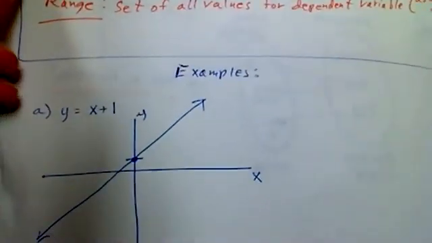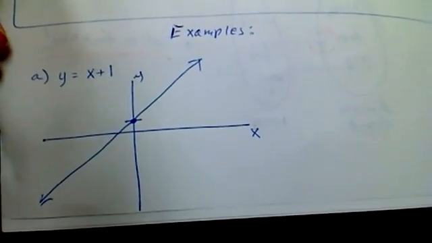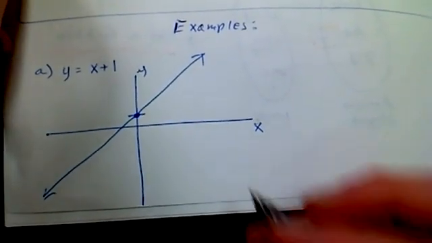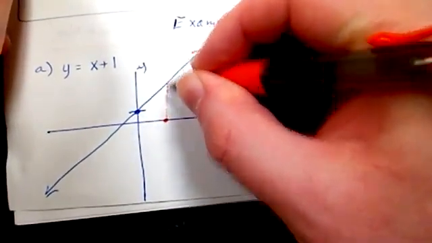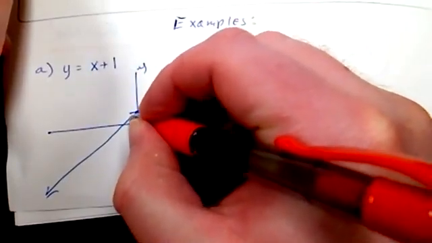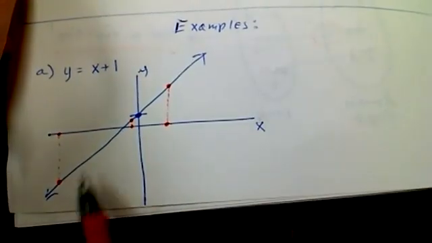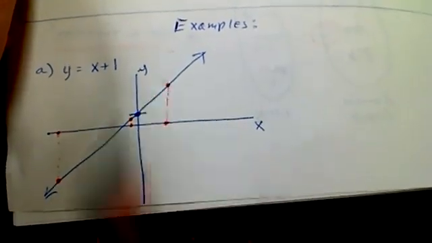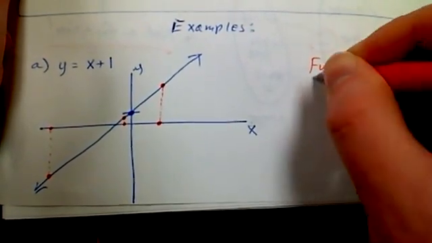Okay, so I want to show you some examples. So let's look at this one. We'll call this A. I have y equals x plus 1, and I drew the graph for you. Now, when I look at this, to tell if it's a function, if I pick any x value, it has to give me a unique y, which if I pick this x value, I get a unique y. If I pick this one, I get a unique y. If I pick this one, I get a unique y. Since I only get one y value for any given x value, I say that this is a function, okay?